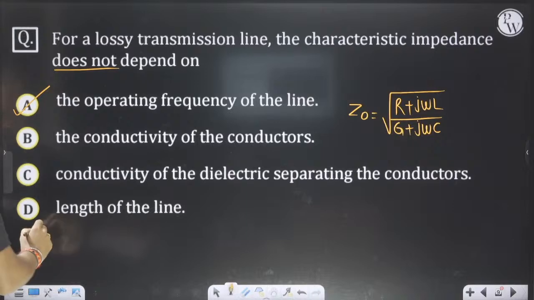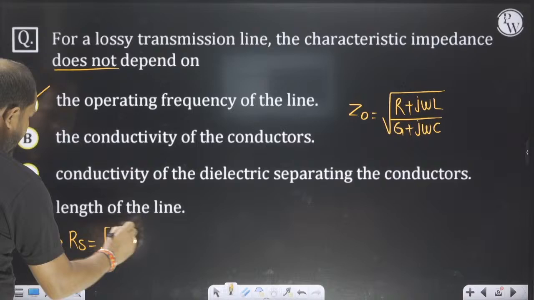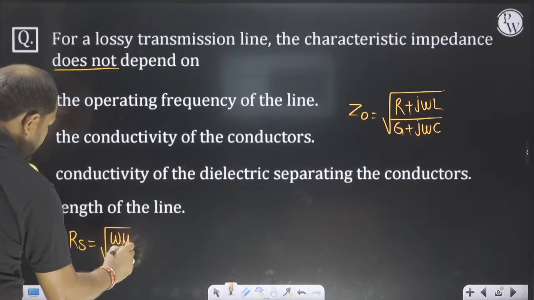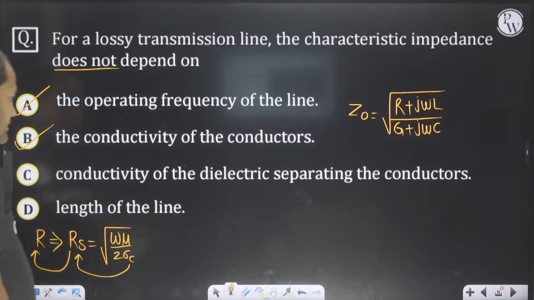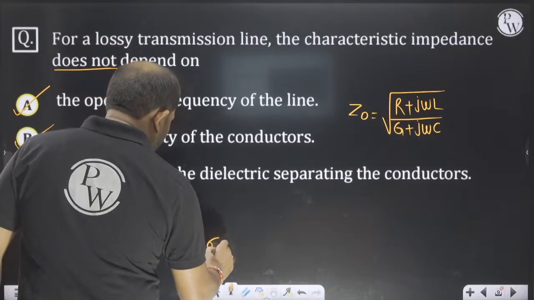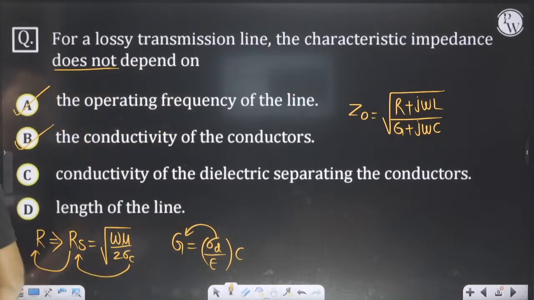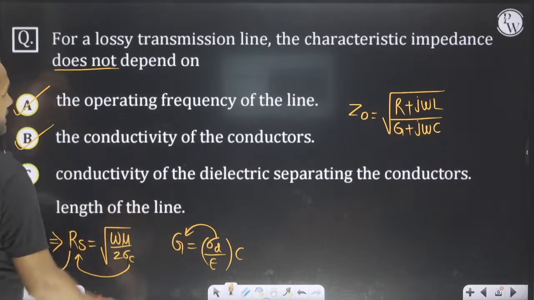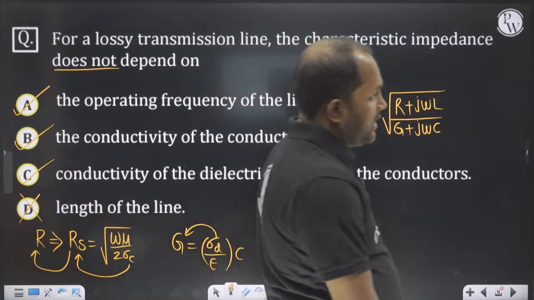Conductivity of conductor: R is a function of RS, and RS will be under root omega mu upon 2 sigma C. So as RS depends upon sigma C and R depends upon RS, it depends upon conductivity of conductor. Conductivity of dielectric: G is equal to sigma D upon epsilon into C. So G depends upon sigma D, so Z0 depends upon sigma D. Length of the transmission line, no, there is no relationship between Z0 and length of the transmission line.